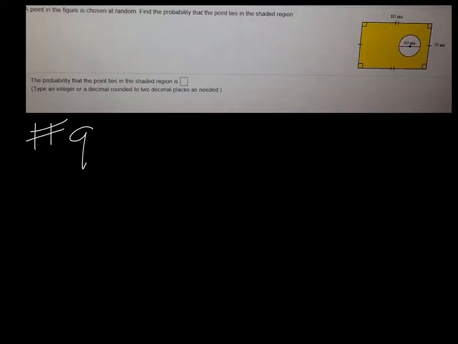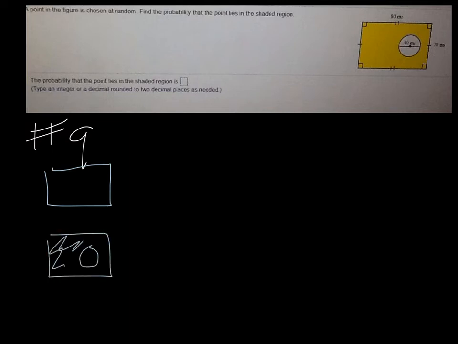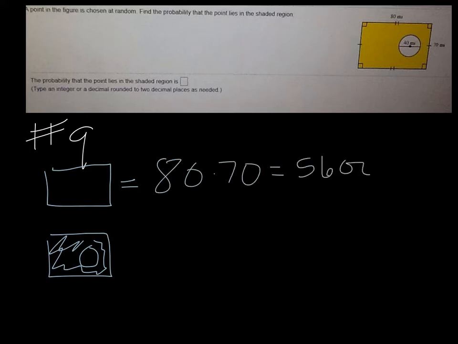So find the probability this would land in the shaded region. So first I have to figure out my total. That's my rectangle. And then I have to figure out my shaded region. So my shaded region would be this. So first my total would be 80 times 70. 80 times 70, which is 5,600. And then I have to figure out what my shaded region is. My shaded region is my total, because that's the rectangle, subtract my circle. I know it's subtraction because it looks like it cut out. So if it's cut out, that would be like subtraction.